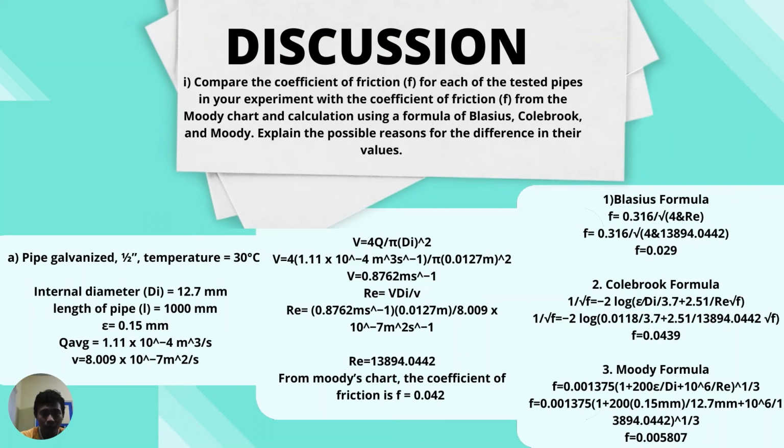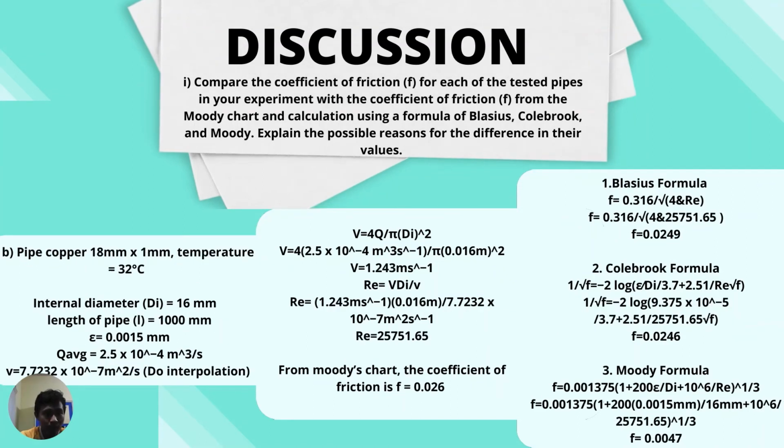When we use the Versus formula, we get F equal to 0.029. With the Colebrook formula, we get 0.0439, and with the Moody formula, we get 0.005807. Next, for the copper pipe at 10 mm times 1 mm, with the Versus formula we get 0.0249, with the Colebrook formula 0.0246, and with the Moody formula 0.0047. From the Moody chart, we get F equal to 0.026.